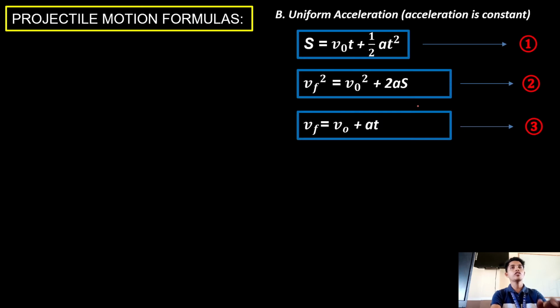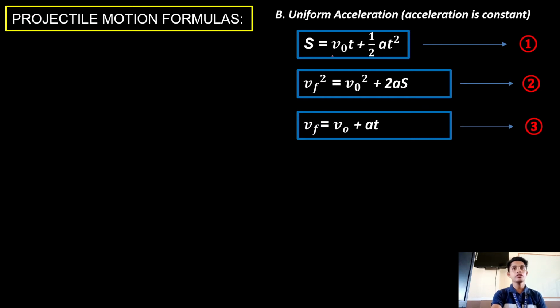So recall natin yung formula sa previous video natin, which is yung uniform acceleration or acceleration is constant. Ito po yung mga formula natin. s equals to initial velocity times time plus 1/2 acceleration times time squared. And final velocity squared is equals to initial velocity squared plus 2as. And final velocity is equals to initial velocity plus acceleration times time. So dito manggagaling maging formula natin sa projectile.